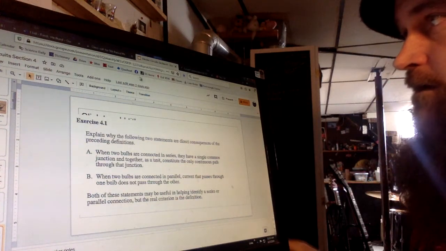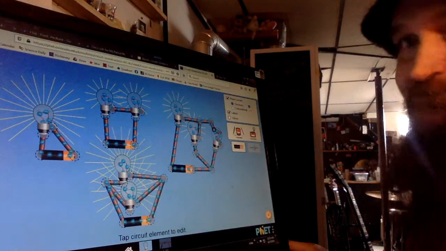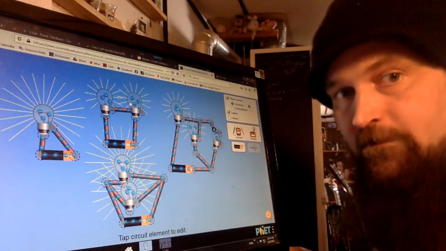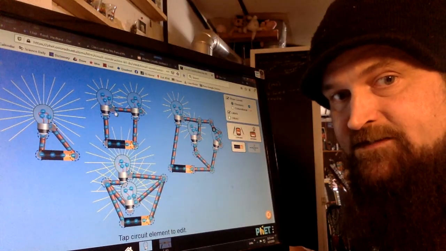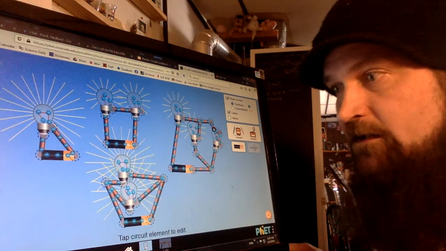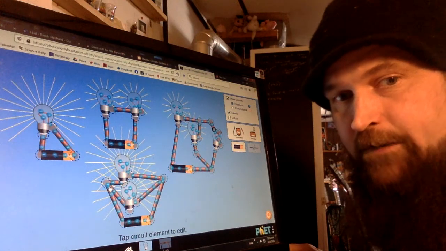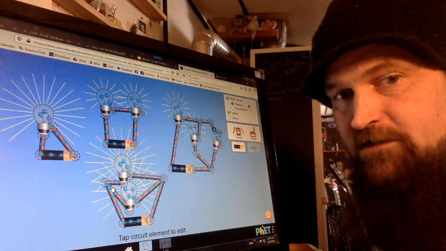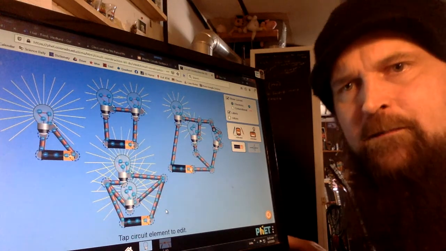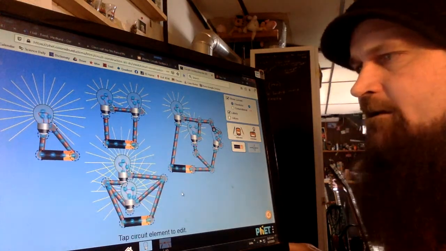So let's look at a quick version of this. Here we have everything going through the same branch. So these two bulbs are in series with each other. And here we have two bulbs that are parallel. See how the electricity, the current, is splitting up and then it's going back to the battery. That is also very important. Things also have to go back to the battery.